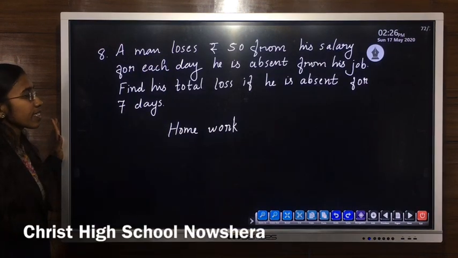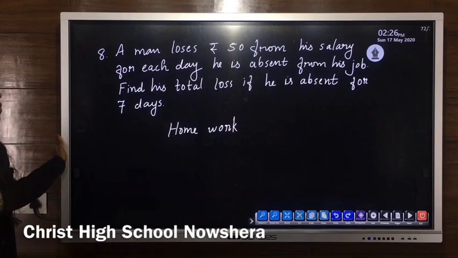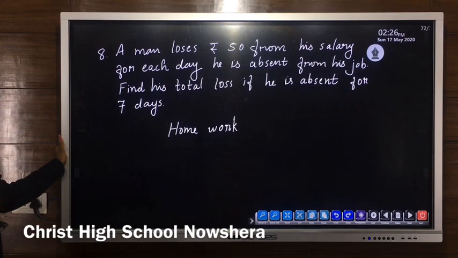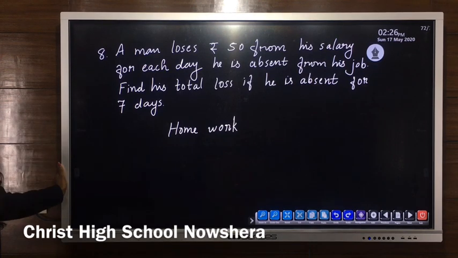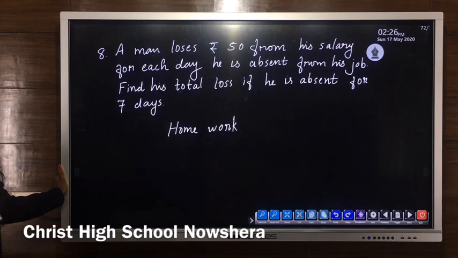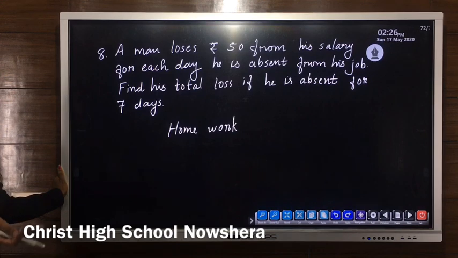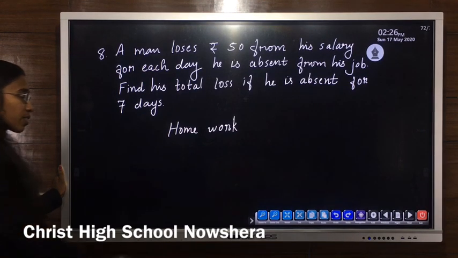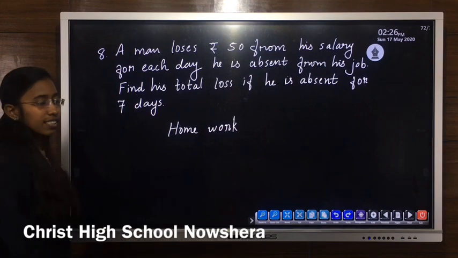So our eighth question. A man loses rupees 50 from his salary for each day he is absent from his job. Find his total loss if he is absent for 7 days. Which means, the concept of this question is, if a person takes leave for 1 day, 50 rupees is deducted. Then what is the total loss? Suppose he takes 7 days of continuous leave, then what is the loss of money? So try this question yourself. This is a homework question.